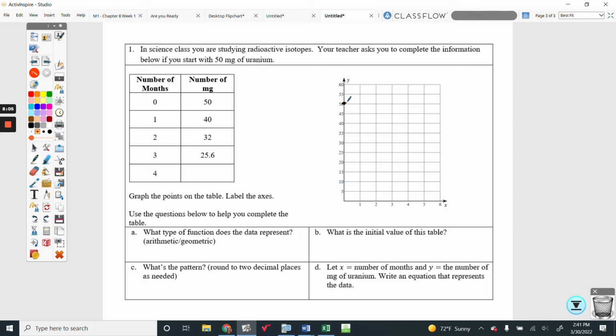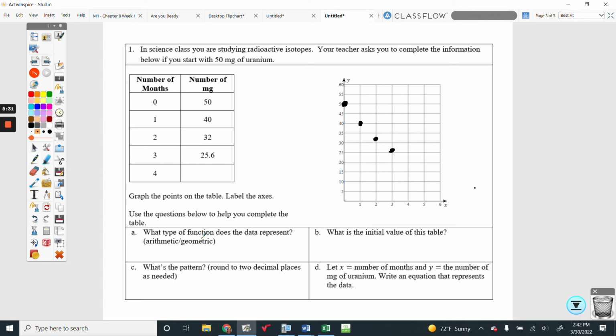We start with 50. Then we have 1 gives me 40, and 2 gives me 32, which is not really on the graph, but it's not quite halfway between 30 and 35. And I have 25.6, so I'll just put that right above 25. That's where I am right now. And it looks kind of like a line. It's not a line, but it does look quite like a line.